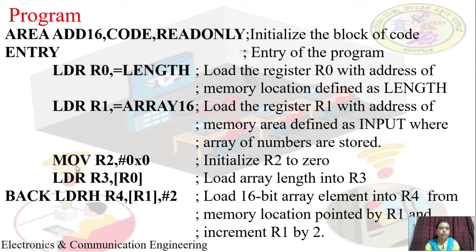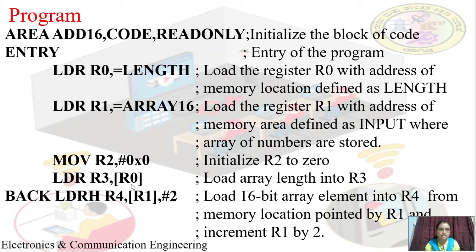So next, MOV R2, #0. Move means R2 is given a value; R2 is initialized with 0. R2 will be used to store the result. So why do we have to initialize it to 0? In order to avoid storing any dummy values, it is assigned 0. Right.